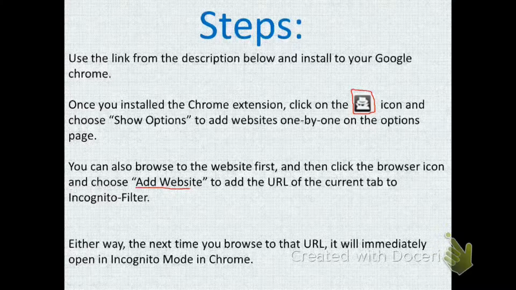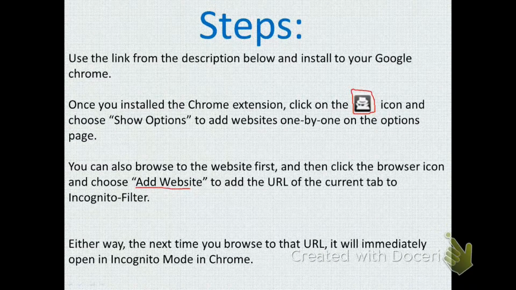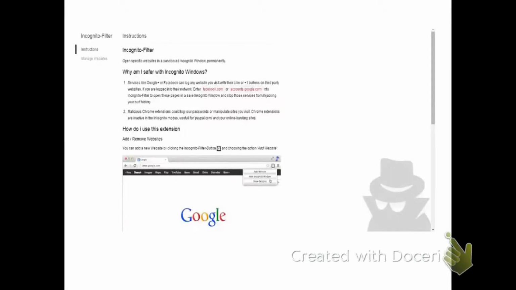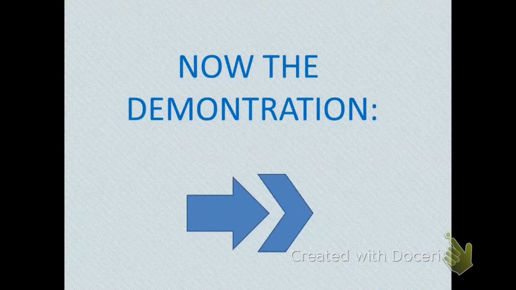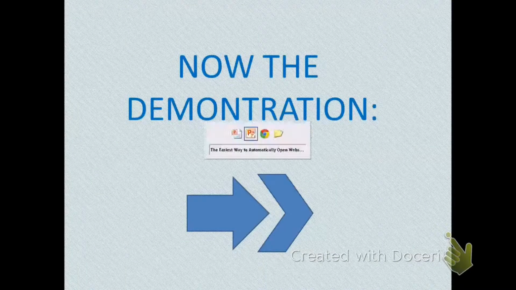There is another option: browse to the website first, then click on the extension icon and choose add website to add the URL of the current tab to the Incognito Filter. Either way, the next time you browse to that URL, it will immediately open in incognito mode in Google Chrome. So this is the website of the Incognito Filter. Now I will show you how to do it.